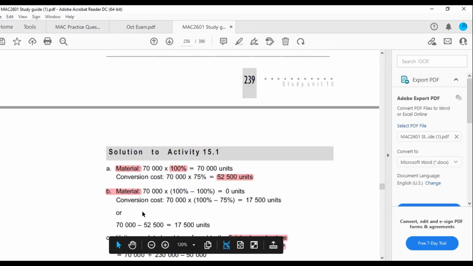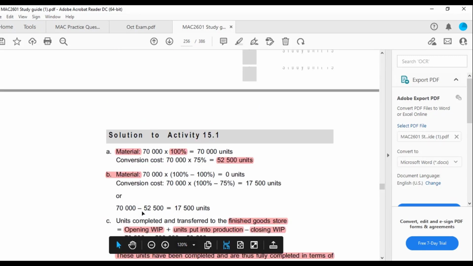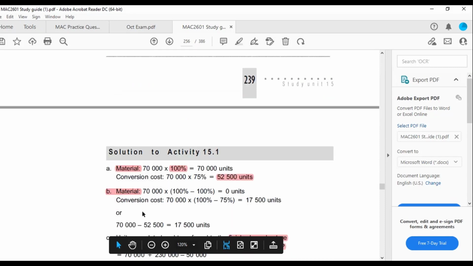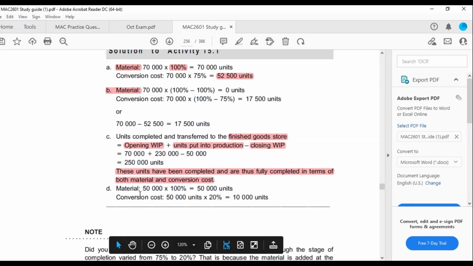Okay, then they asked you to do the WIP. What are the equivalent units for the WIP? You show material at 100% and the other one at 20%.